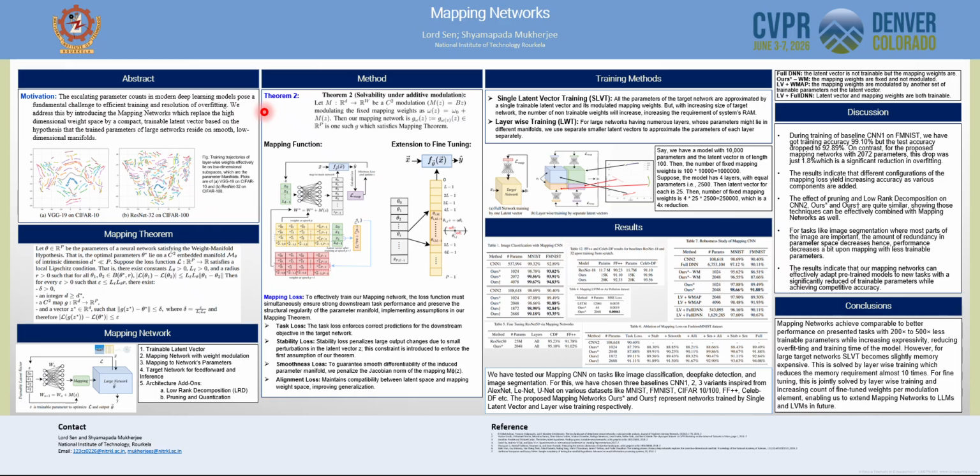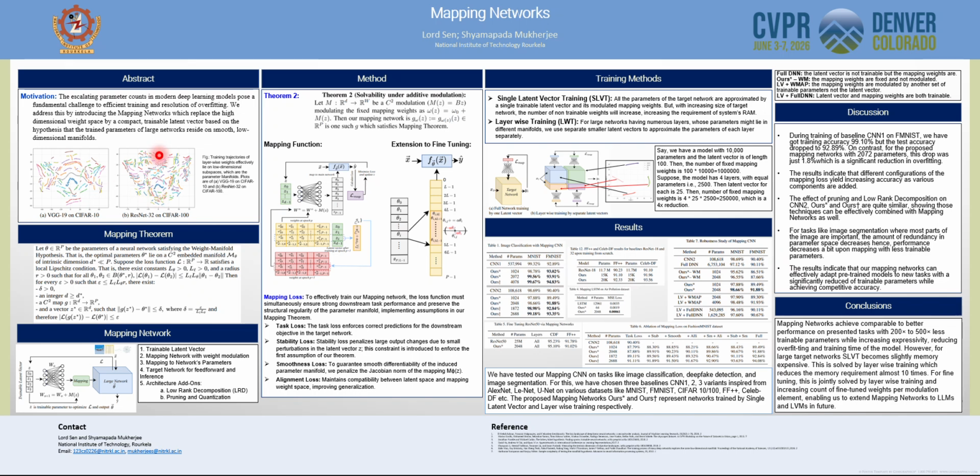Deep learning models today are becoming increasingly large, often containing millions or even billions of parameters. While these large parameter spaces improve expressivity, they also introduce several challenges like high memory requirements, longer training times, complex optimization landscapes, and severe overfitting.